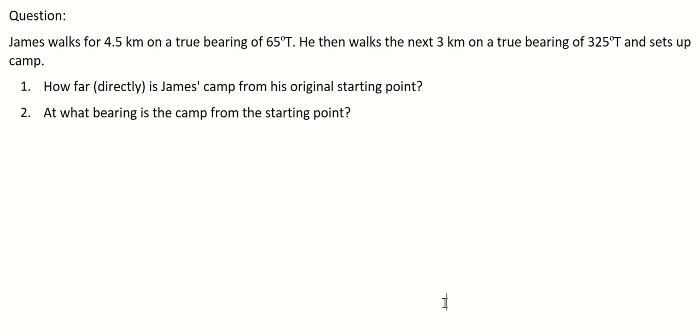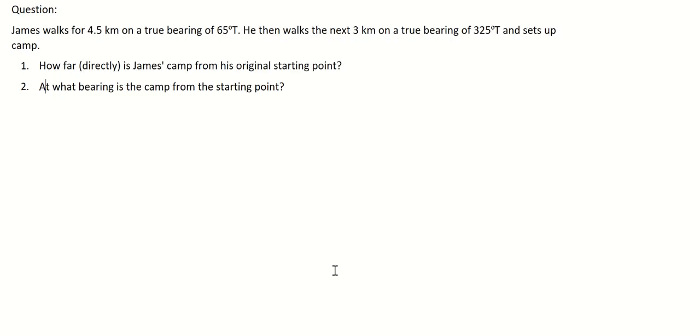James walks for 4.5 kilometers on a true bearing of 65 degrees true. He then walks the next 3 kilometers on a true bearing of 325 degrees true and sets up camp. So we're trying to find how far directly James's camp is from his original starting point, and at what bearing the camp is from the starting point. So press pause and have a go yourself.